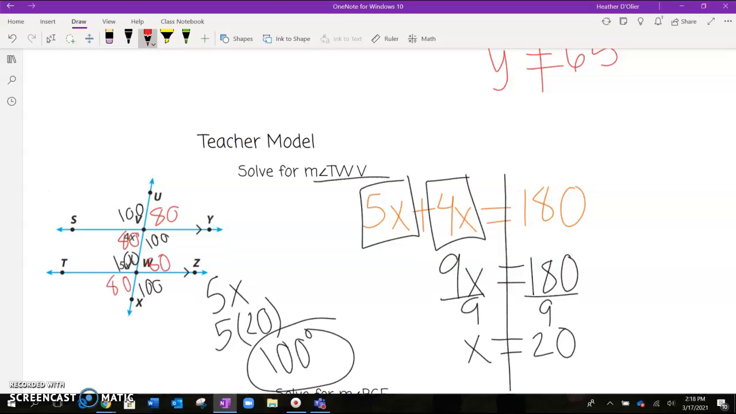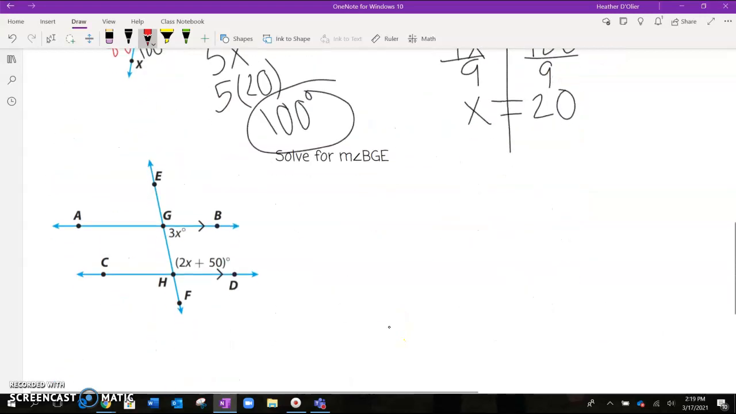The hardest part about these ones is when you do get those funky equations, but once you figure out x, use x within the expression they gave you, and you can solve for the rest. Like I didn't need to do 4 times 20, which still would have given me 80, but I could just use that information.